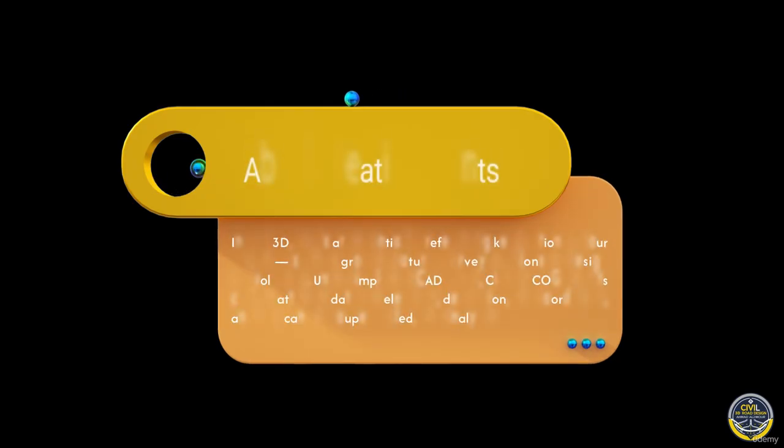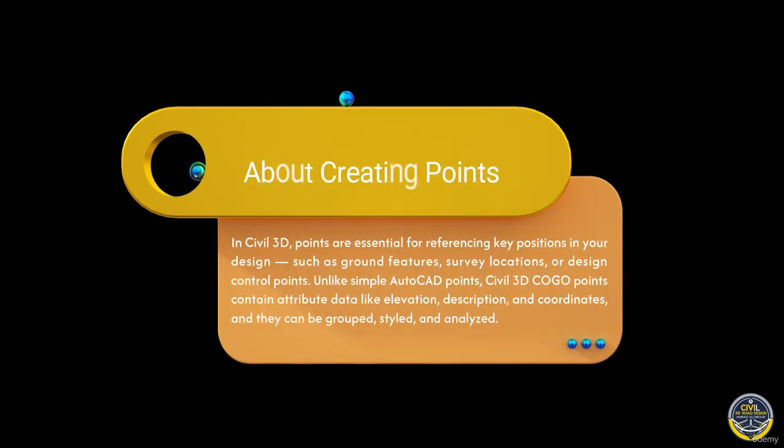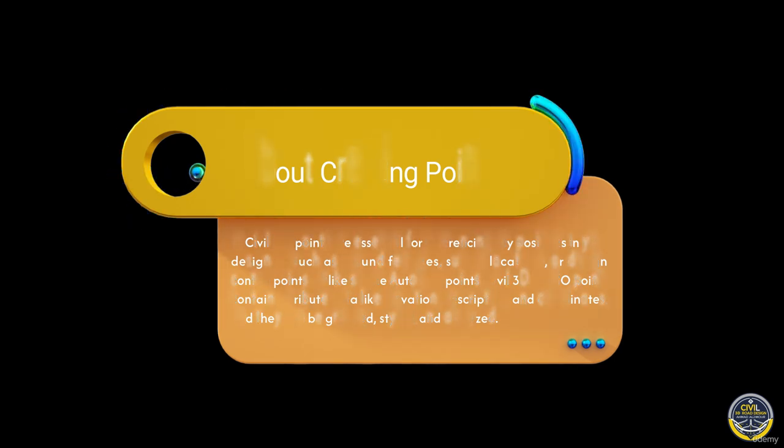Creating points. In Civil 3D, points are essential for referencing key positions in your design, such as ground features, survey locations, and control points. Unlike simple AutoCAD points, Civil 3D COGO points contain data like elevation, description, and coordinates. They can also be styled, grouped, and analyzed, which makes them the backbone of your surface, alignment, and corridor designs. Let's explore the multiple methods to create points in Civil 3D.